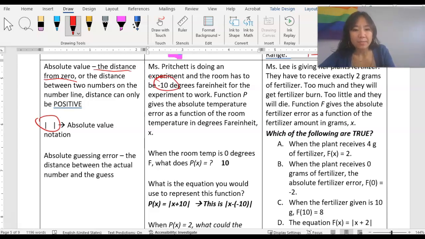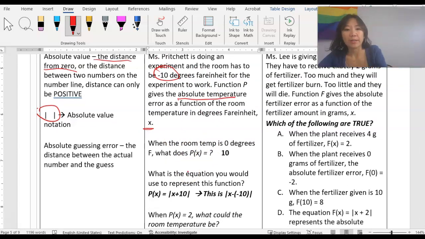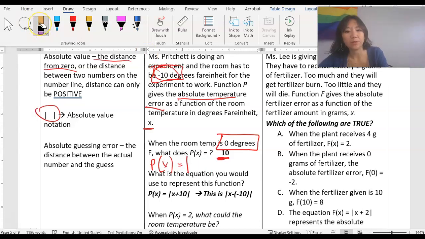So function P gives the absolute temperature error as a function of the room temperature in degrees Fahrenheit of x. So whatever the temperature is in the room, the difference between that and -10 tells us what the absolute temperature error is. So here, if the room is 0 degrees and it's supposed to be -10 degrees, it is 10 degrees away from what it's supposed to be. And because we are going to put it in absolute value, we're still going to make it a positive value. It doesn't matter that it's negative. 0 degrees is still 10 degrees away from -10.